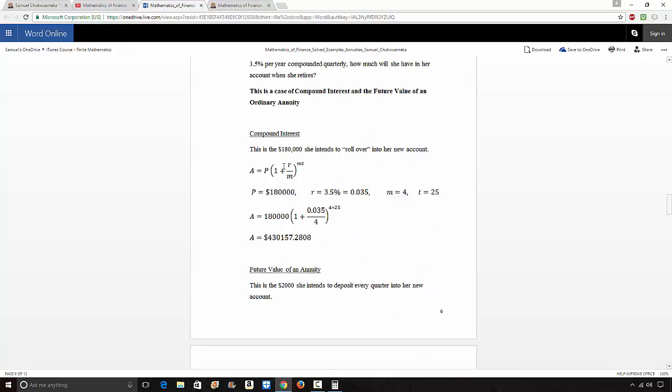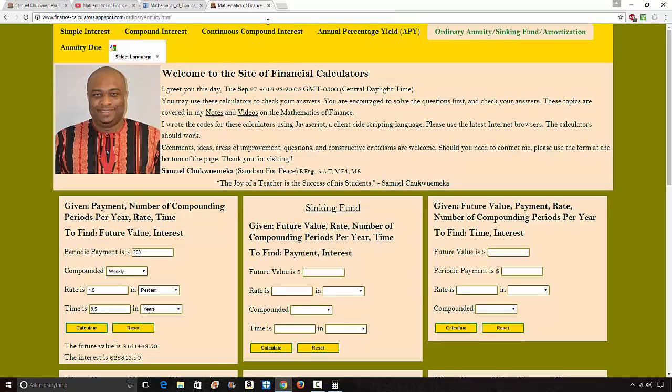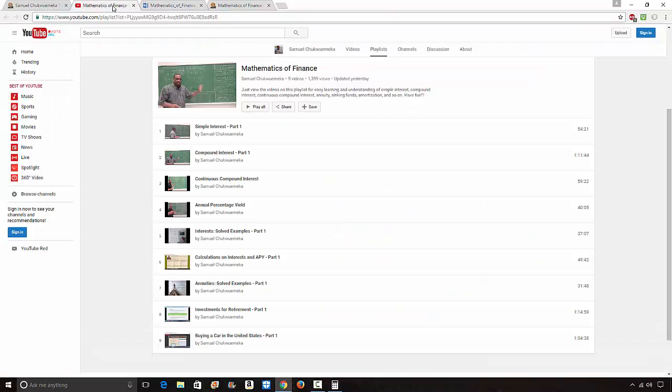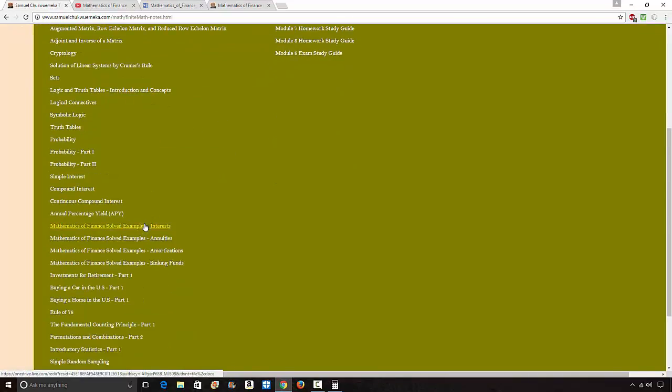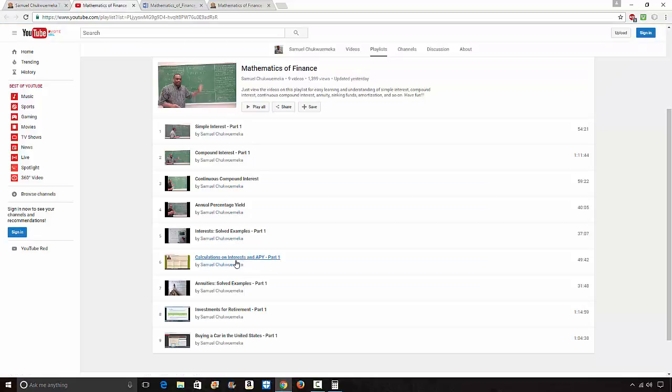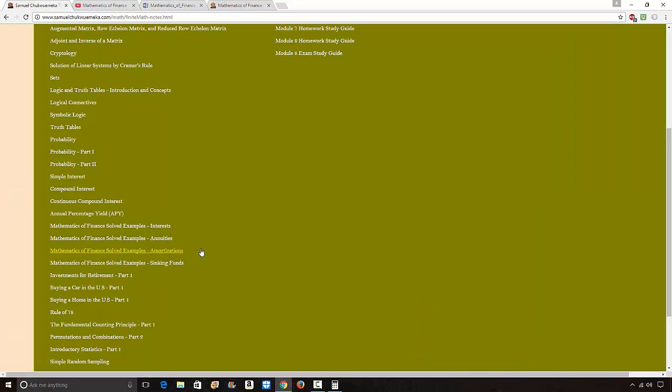So for compound interest for this question here, which is both compound interest and future value, for the compound interest, you use the compound interest calculator. We have already done this. I have already done this here for interest. I did it, and this is it here, where I showed my work with the calculator. All right, so the next one we'll do will be amortizations, and then the next one will be sinking funds.